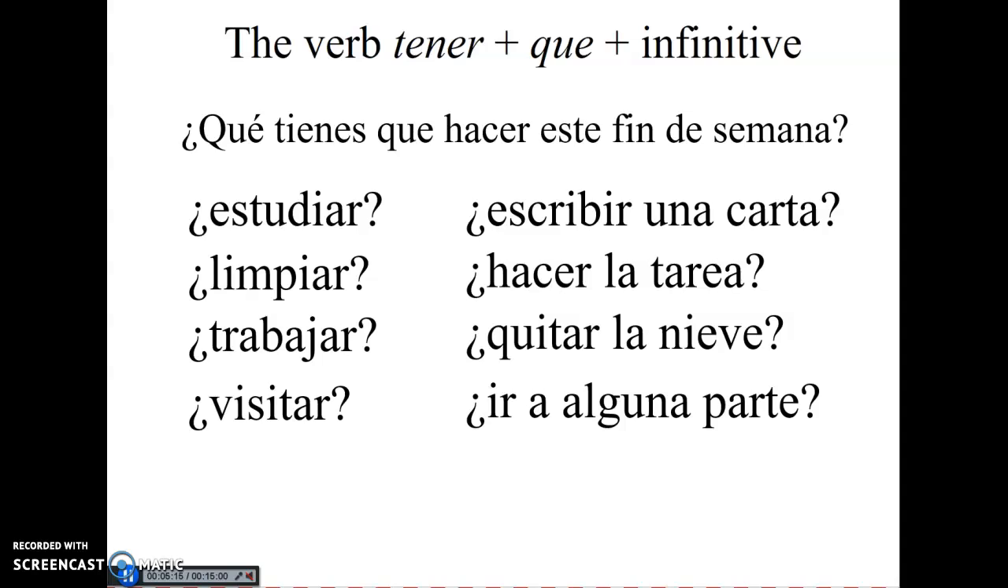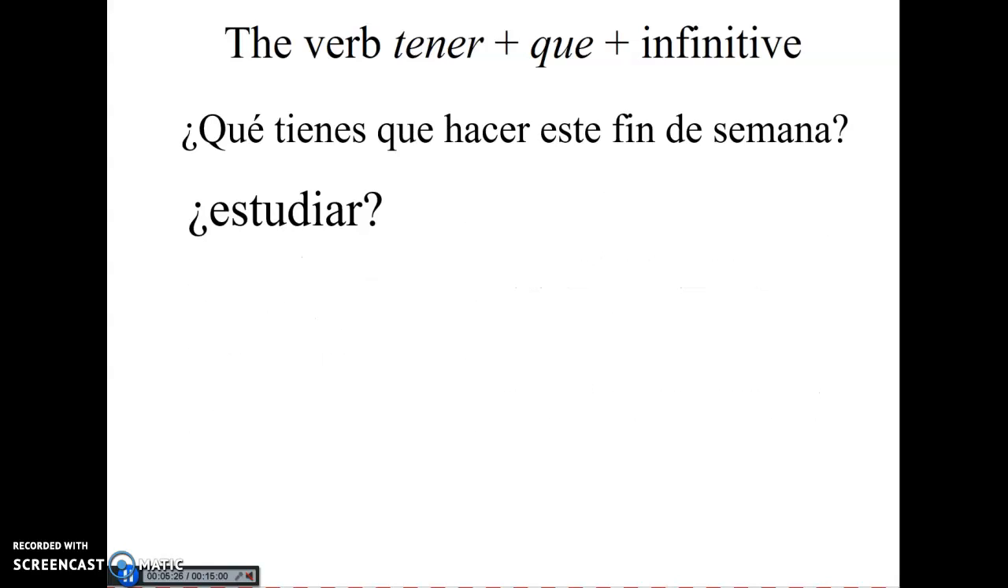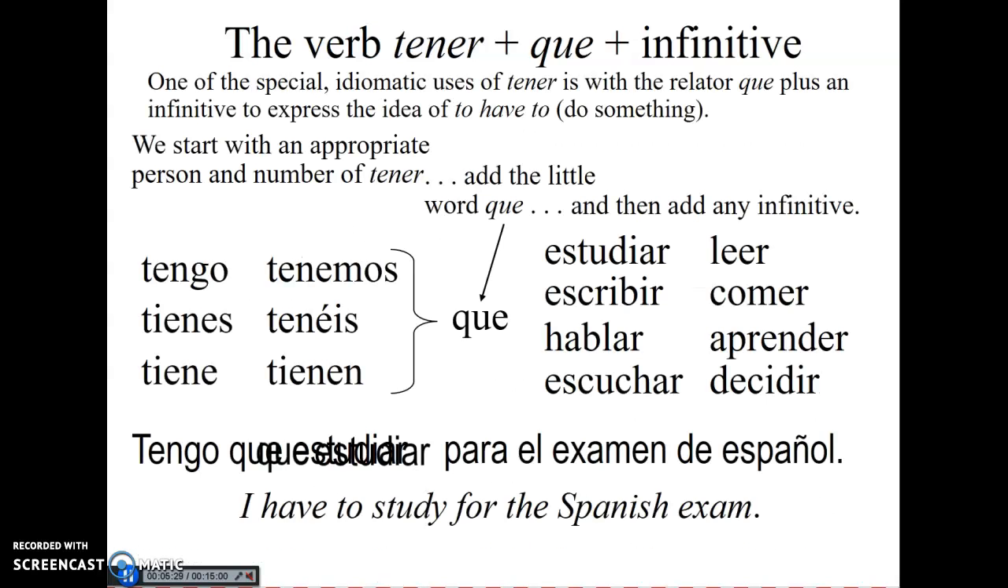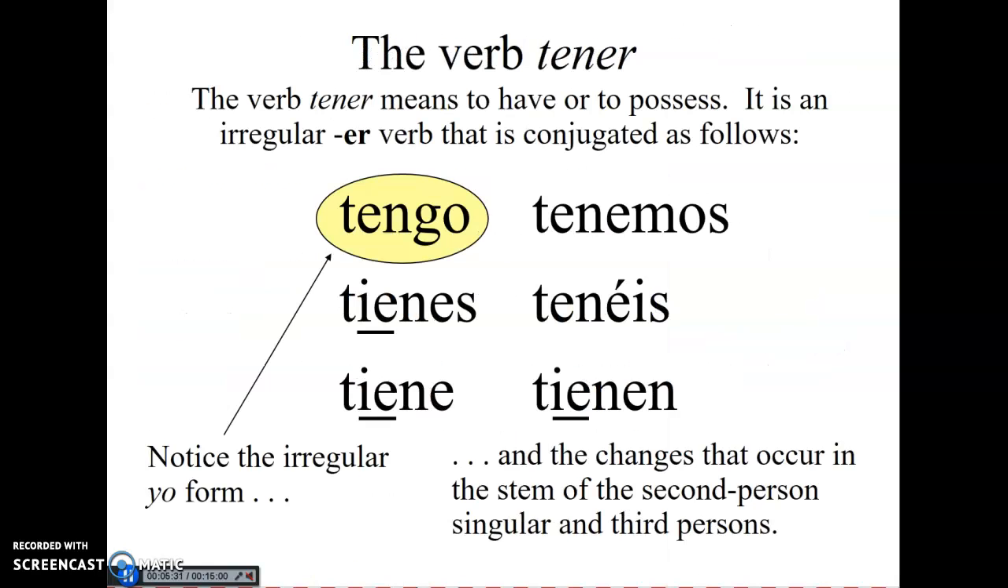So estudiantes, if you have preguntas about this, we're going to practice mucho en la clase, but basically you need to know las formas de tener. I'm going to go back to those. Las formas de tener plus que plus an infinitivo. So, yo tengo, tú tienes, él, ella, usted tiene, nosotros tenemos, vosotros tenéis, and ellos, ellas, ustedes tienen. So don't worry, we're going to practice this a lot.